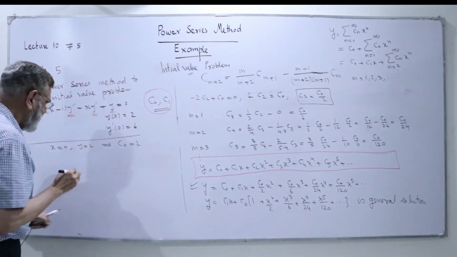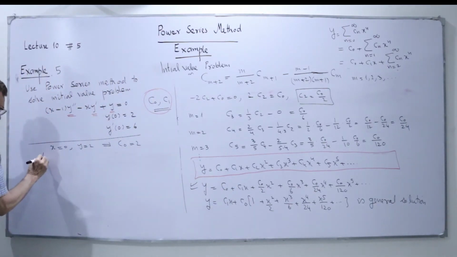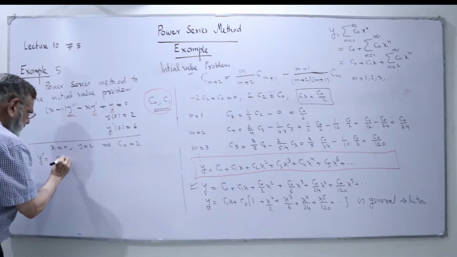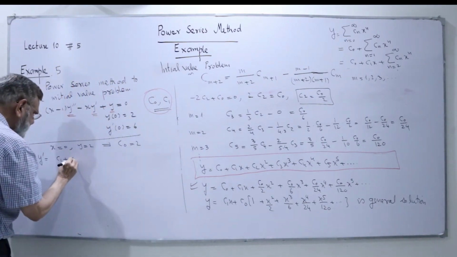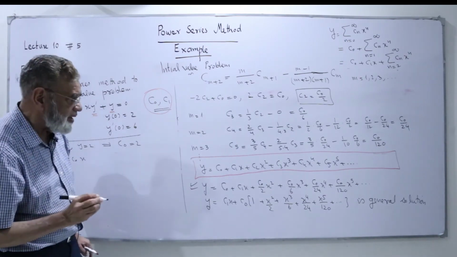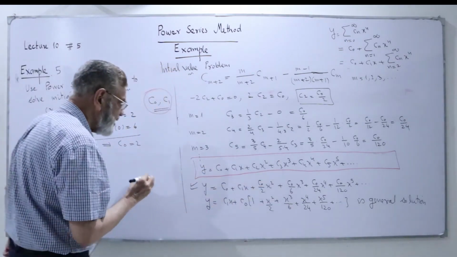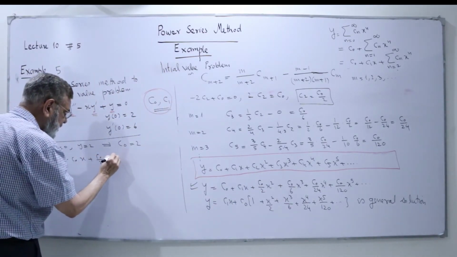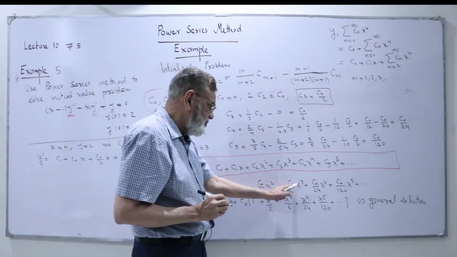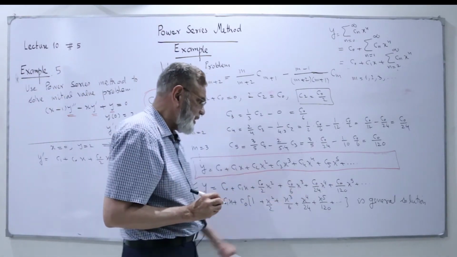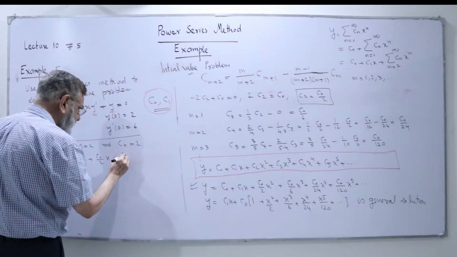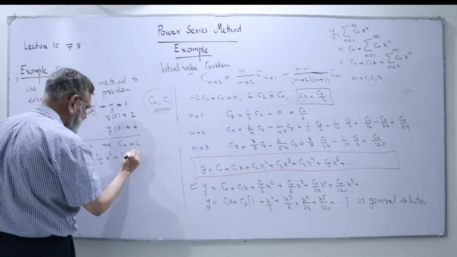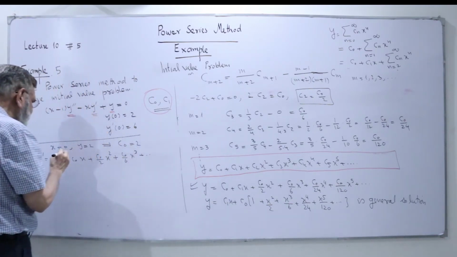Now we need to find y dash. We differentiate that one, and we get the value of y dash. Differentiating this one, this will be 0. We get C1 plus 2C2 becomes C0x. And then we have C3, we get C0 by 2, x squared. Then differentiating this one, we get C0 by 6, x to the power 3, and so on.